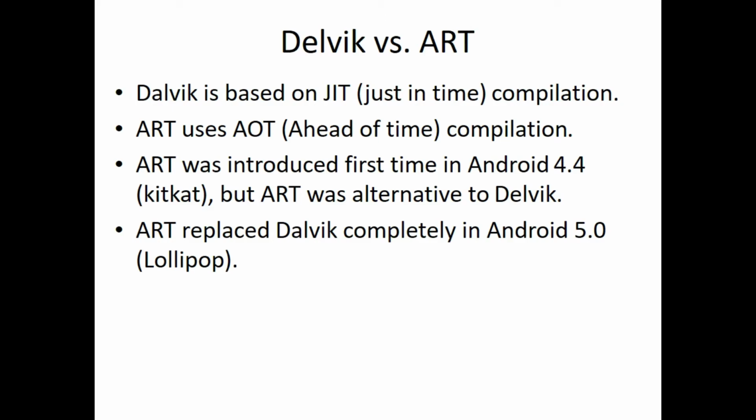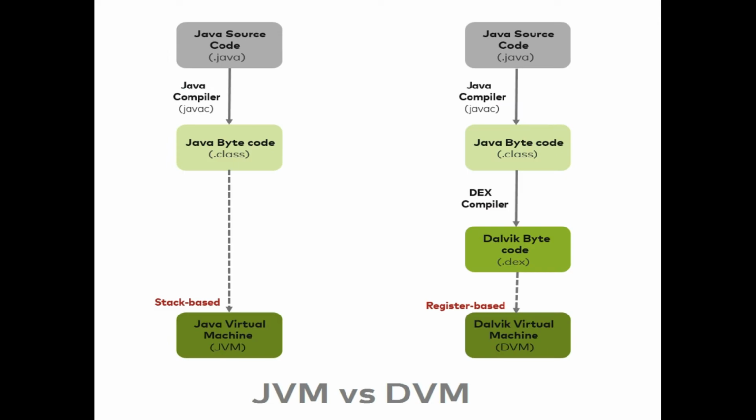But now ART has replaced Dalvik completely, as of the Lollipop version. From Lollipop 5.0 onward, the environment in Android is ART. So as you see, this is the JVM comparison and the DVM, Dalvik virtual machine, comparison.